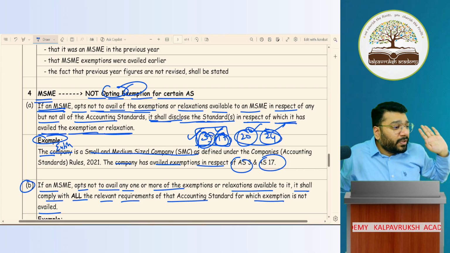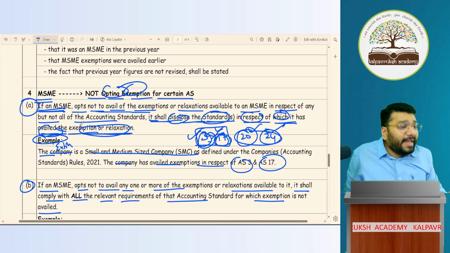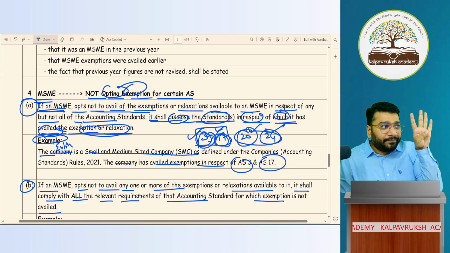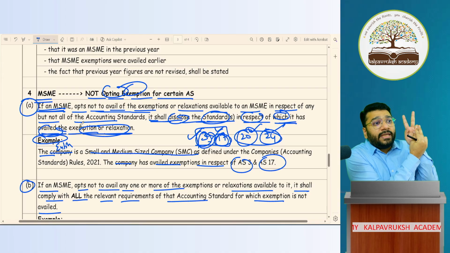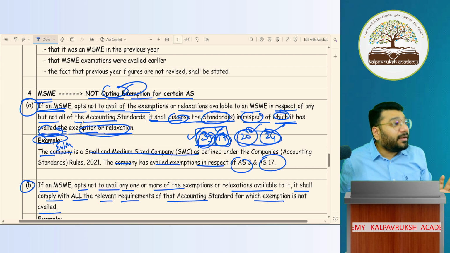Clear or not clear? So the first point talks about disclosure of the standard in respect of which it has availed the exemption and relaxation. So for 3, 17, 20, 24 relaxation is there. But in 3 and 17, I'm choosing to fully comply. I'm not choosing relaxation. For 20 and 24, I'm having relaxation. I'm not disclosing opting. You have to state the fact in the notes to accounts.